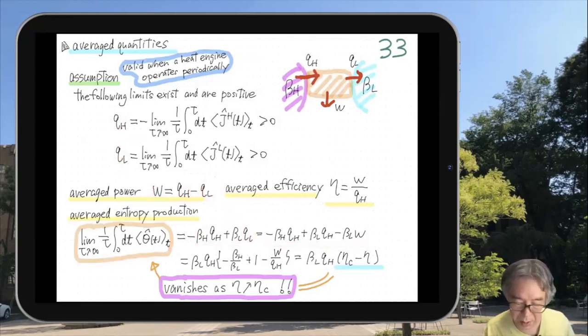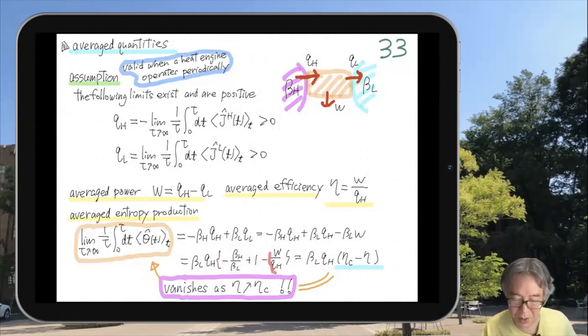And now you rewrite this like this. You divide everything by beta_L Q_H and write it like this. Then, rather interestingly, here you get this, and here you get 1, and here you get this. Now look, this is nothing but the Carnot efficiency. And this is nothing but the efficiency of this engine. This describes a very arbitrary engine, which can be very far from equilibrium, or can be very close to equilibrium.